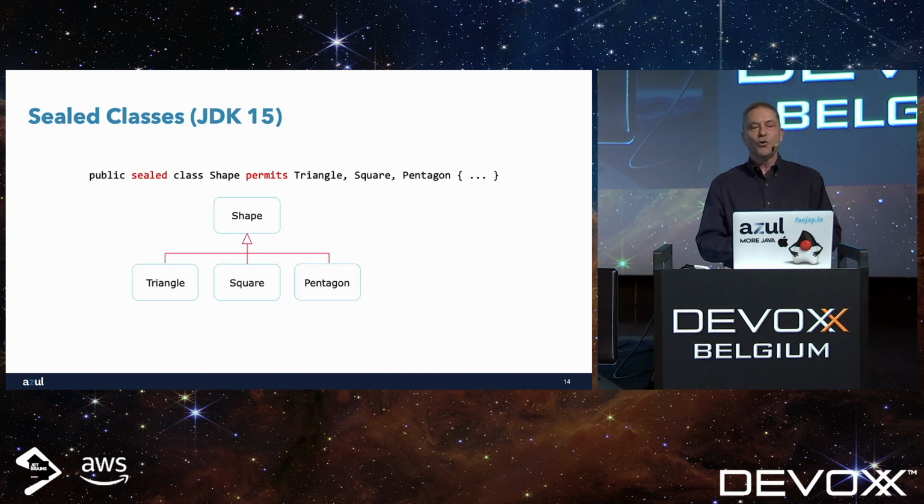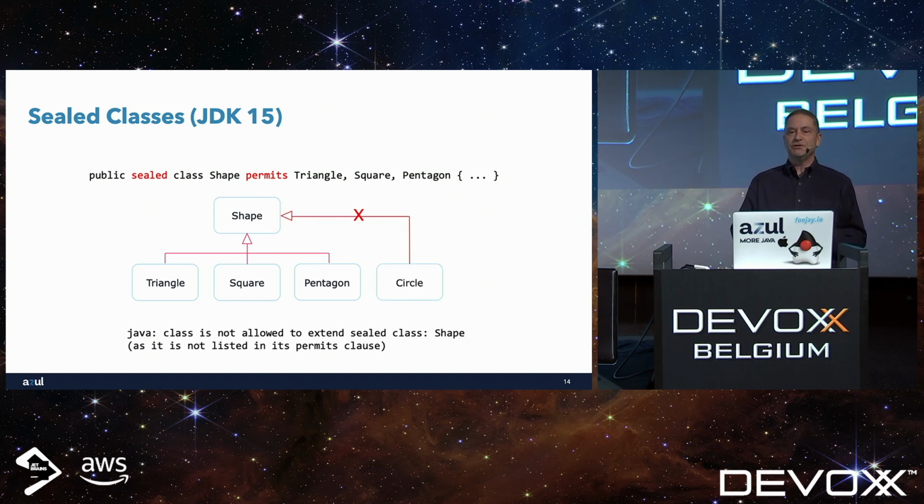So in JDK 15, we got the idea of sealed classes. Now what we can do is we can say public, and we have a new modifier, sealed, class shape, and then we add a permits clause, which will define which subclasses are allowed for this particular class. So permits triangle, square, and pentagon. This is all good because now, if somebody comes along and says, oh, I really like that shape class, I want to subclass it into a circle, the compiler is going to go, no, you can't do that. Java is going to say class is not allowed to extend sealed class shape. It's not listed in the permits clause. So this allows you to create a sealed hierarchy for your classes.